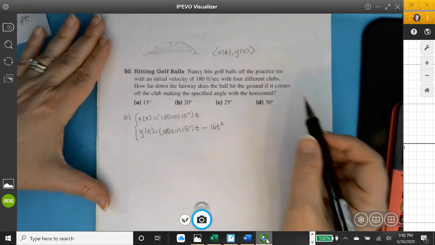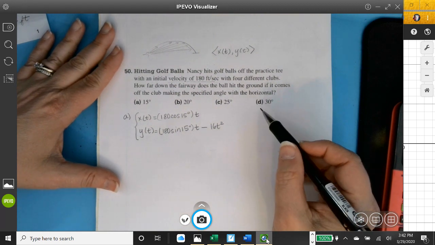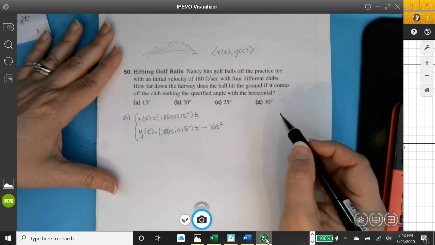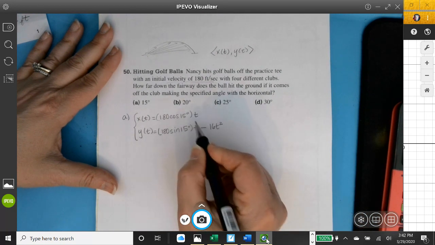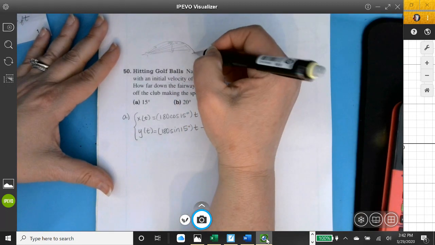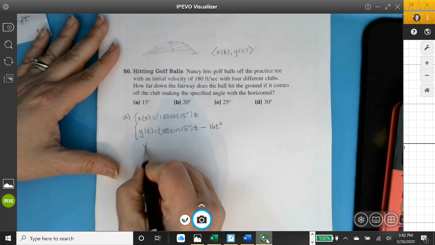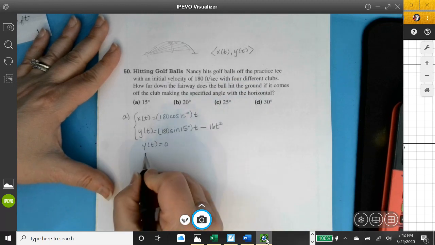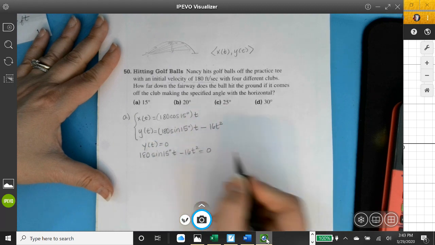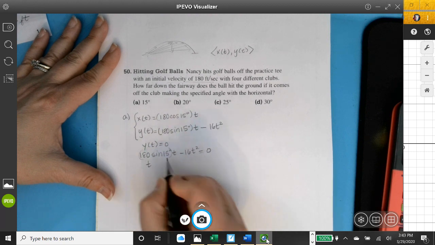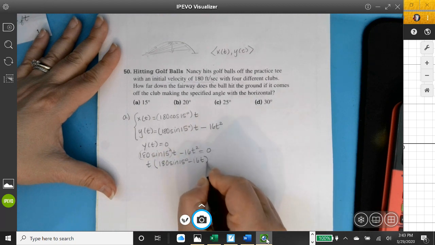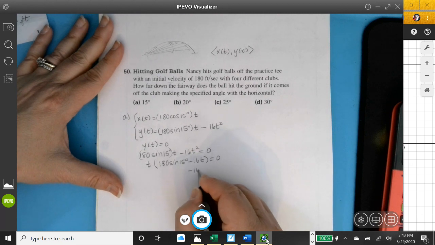Now I want to know, first of all, it says, how far down the fairway does the ball hit the ground? Well, I want to know what its horizontal distance is when it's on the ground. Well, what is on the ground? Remember, we have a maximum height that the y does, and then on the ground, the y is equal to 0. So my first step is to set y of t equal to 0, and that's going to be 180 sine of 15 degrees times t minus 16t squared equals 0. Now, t I can factor out, times 180 sine of 15 degrees minus 16t equals 0.